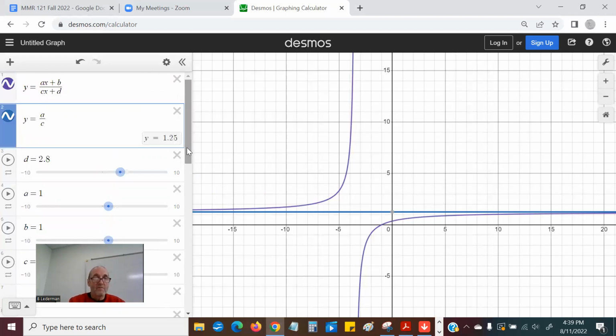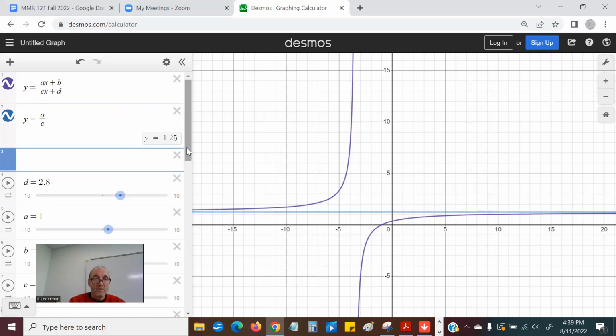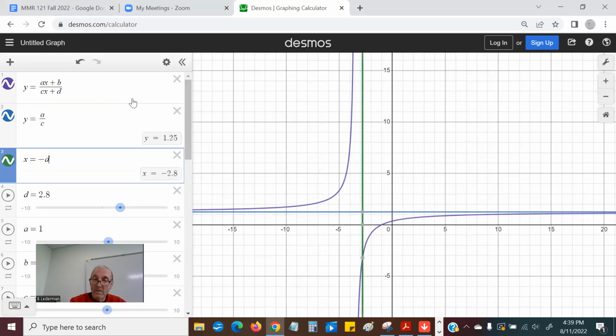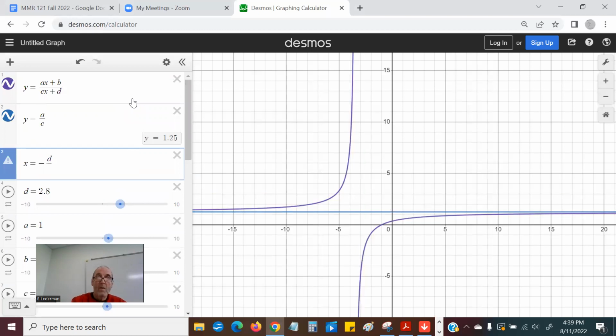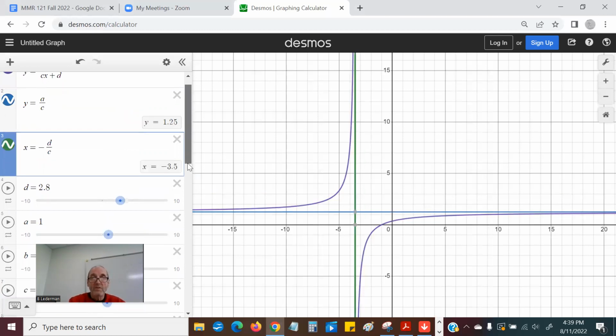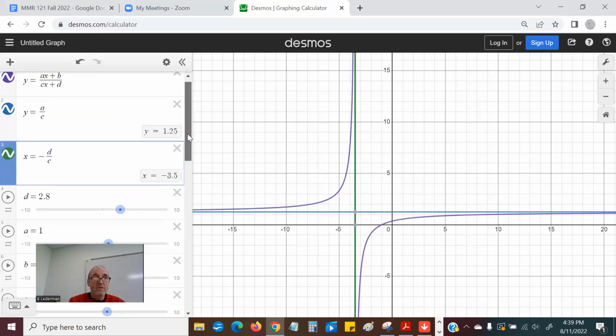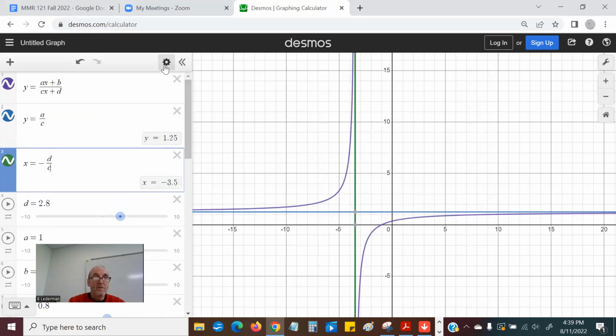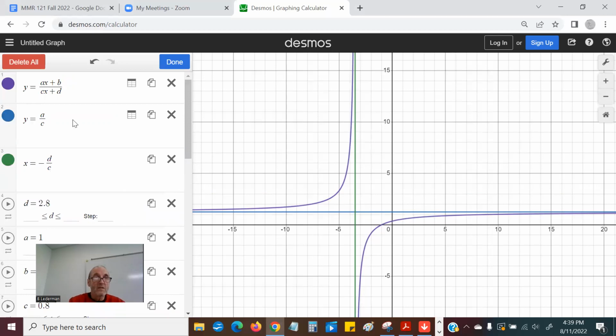And the vertical asymptote is going to be x equals, well, I want to set that equal to 0, so x is going to be -d over c. And now, no matter what happens, I'm going to get these dotted lines so you can see that they're dotted.